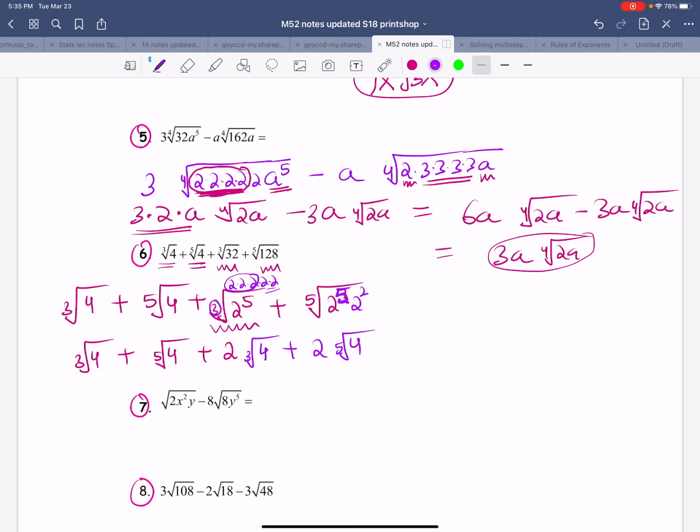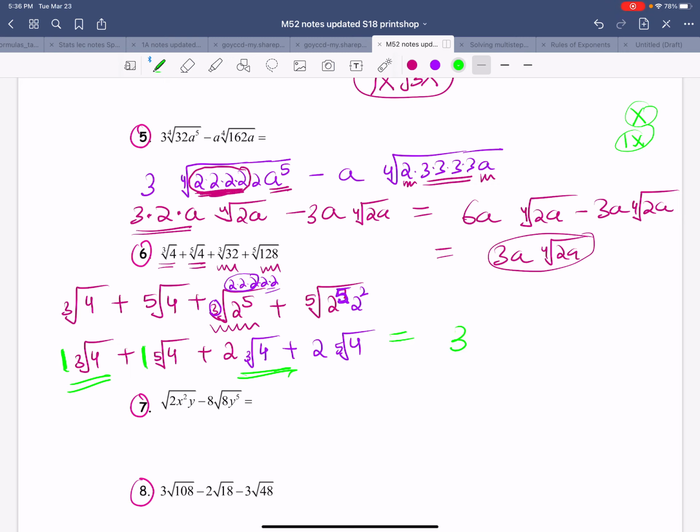Now, one important thing to remember, recognize, if you ever see a variable x, it simply means that it's 1x, right? Keep in mind. So in the same way, when you see the cube root of 4, there's a hidden 1 in the front. In the 5th root of 4, there's hidden 1 in the front. So we do have like terms. These are like terms. We can combine them.